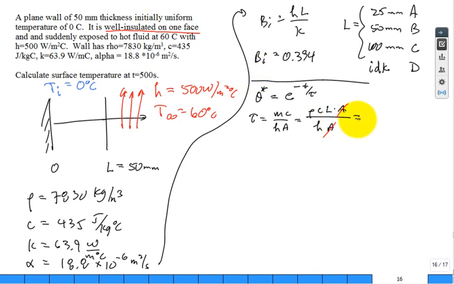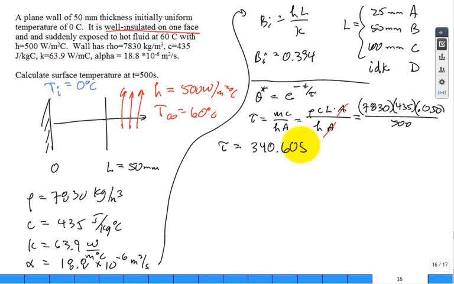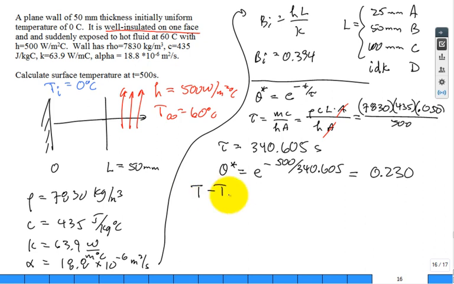And so now I'm ready to substitute numbers. Rho is 7830. Specific heat, 435. L is 0.050. And h was 500. So 340.605 seconds. At a time of 500 seconds, theta asterisk is equal to e to the minus 500 divided by 340.605. 0.23. So now this theta asterisk is the temperature minus T infinity divided by the initial temperature minus T infinity, which is equal to 0.23.